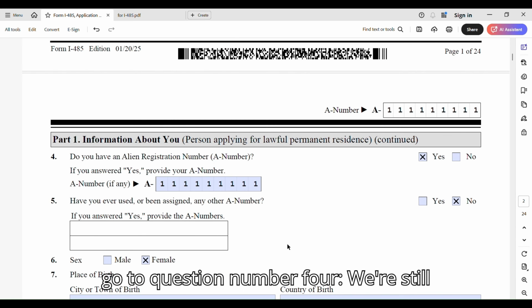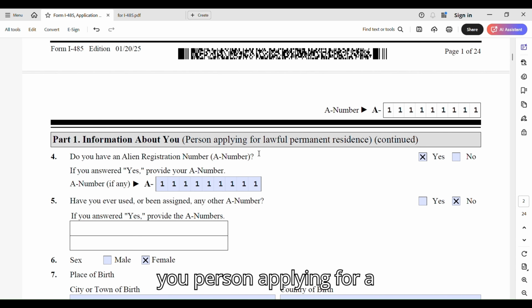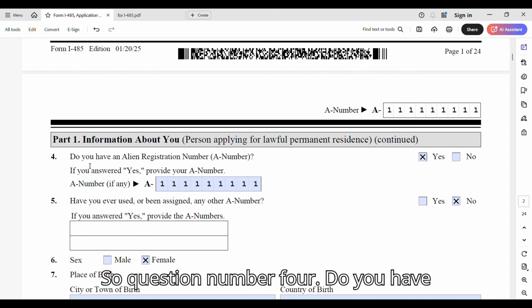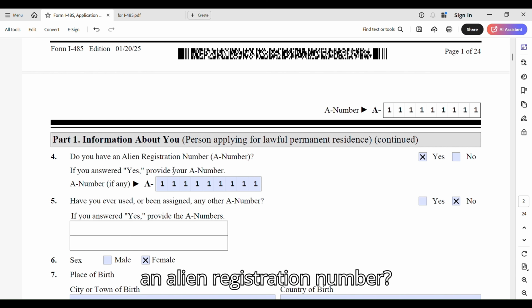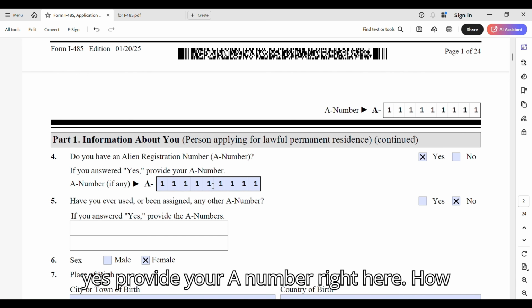Now, let's go to question number 4. We're still talking about Part 1, Information About You, person applying for lawful permanent residence. Question number 4, do you have an Alien Registration Number? In my case, yes. If you answered yes, provide your A number right here.